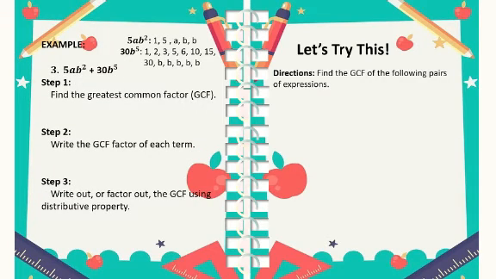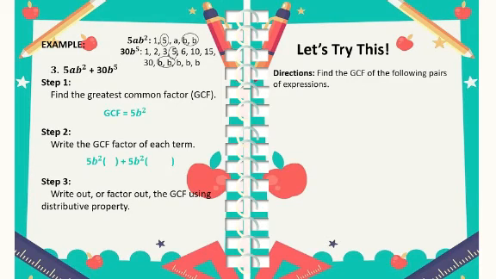Next, we have 5ab squared plus 30b raised to 5. The factors of 5ab squared are 1, 5, a, and b squared. The factors of 30b raised to 5 are 1, 2, 3, 5, 6, 10, 15, 30, and b, b, b, b, b. The greatest numerical value they share is 5, and the least degree they have in common is b squared. So our GCF now is 5b squared.